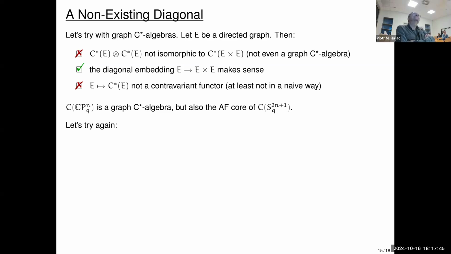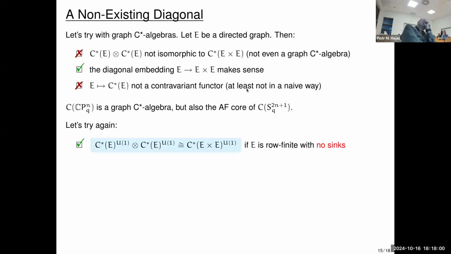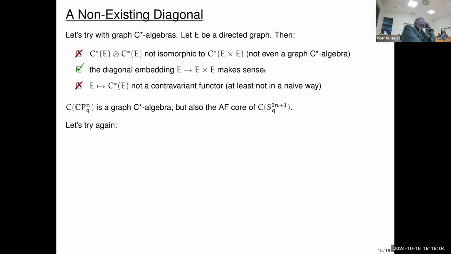But C(CP^n) is a graph C-star algebra, but it is also the core of a bigger graph C-star algebra, which is the graph C-star algebra giving odd dimensional spheres. So let's forget about the C-star algebra of the graph and look at the rest. I don't get what you said on the first one. So is there actually a more complicated product? Yes, but it's higher rank. Higher rank. Yes.